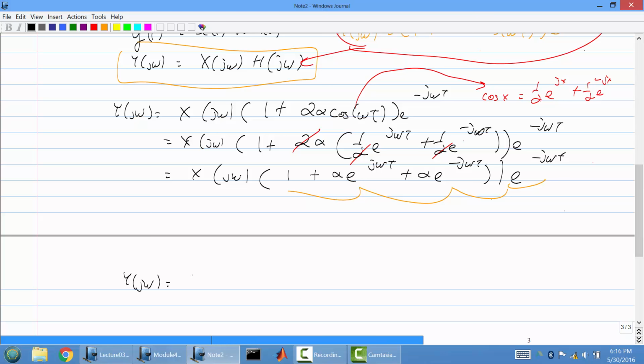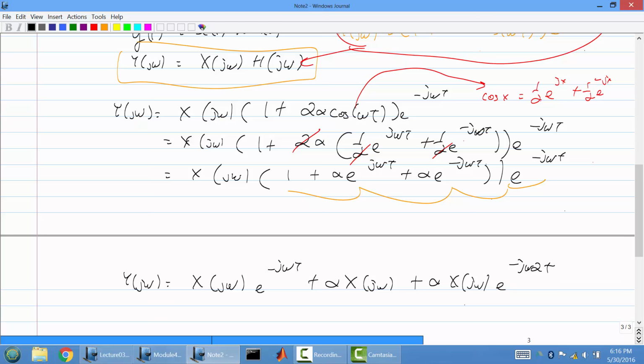So when you actually write this out, this becomes x of, and I'm just going to expand this, skipping a couple steps. So we have x times 1 here, e to the minus j omega t, plus alpha x, and then when we have e to the j omega t times e to the minus j omega t, that's equal to what? Just equal to 1, right? Because you have e to the a times e to the minus a. When you multiply them out, the exponents add up, which is e to the 0, which is 1. So that's fine. And then plus alpha x times e to the minus j 2 omega t.